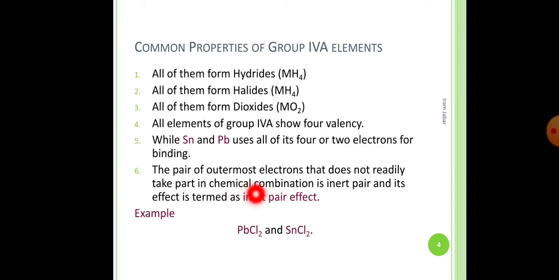This pair is inert pair, and this inert pair affects properties of compounds, so its effect is known as inert pair effect. Inert pair effect can be seen in case of PbCl2, in which 2 electrons are used for binding and 2 act as inert pair, and in SnCl2, in which also 2 electrons are used for binding and 2 electrons again act as inert pair. These two compounds show inert pair effect.